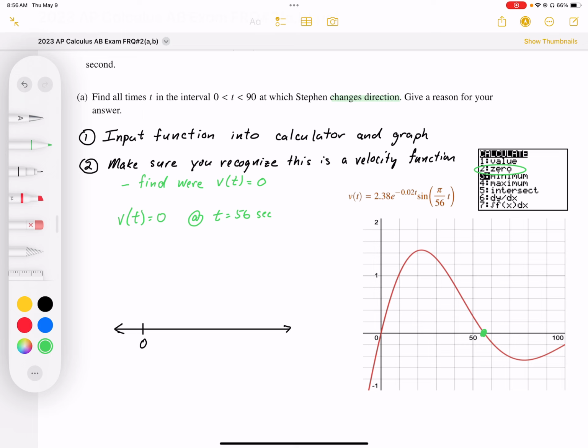We probably should do some sign analysis here. We have 56 seconds. Our v of t is equal to 0 at that point. It's also equal to 0 at t equals 0. However, when we take a look at the velocities, it is positive on this side, negative on this side, and there's no change of velocity sign at the starting point 0, but there is a change of direction across 56 seconds. Okay, so the answer then is at 56 seconds. And we can see on our sign chart it is changing from positive to negative at that point.